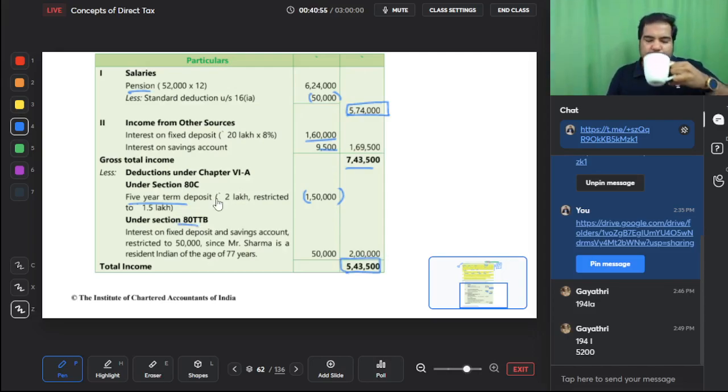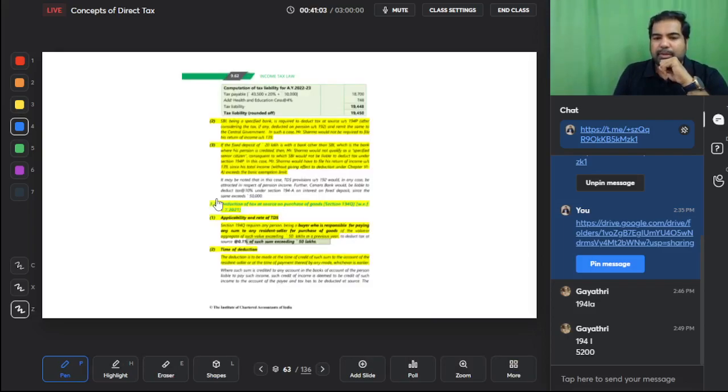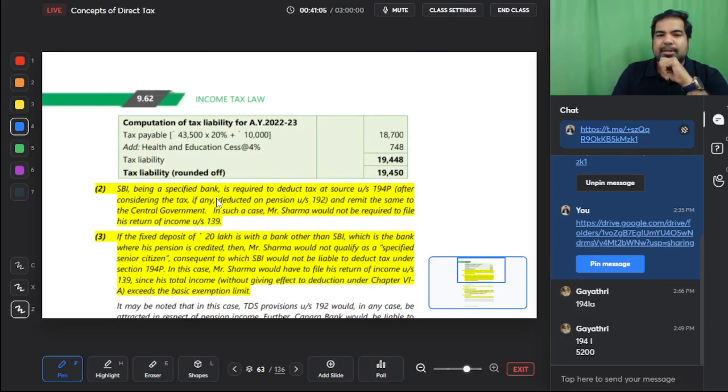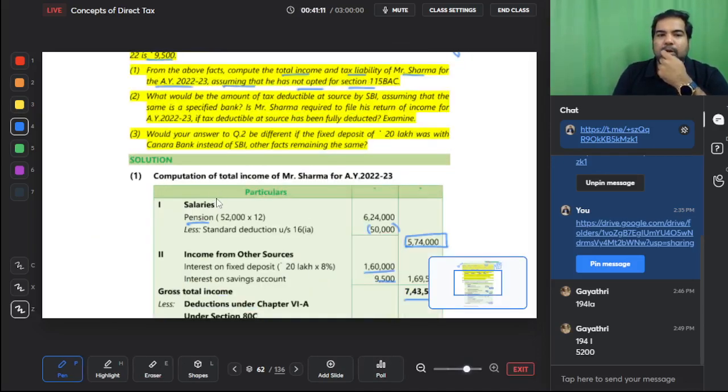On this tax liability, up to 3 lakhs nothing, from 3 lakh to 5 lakh 10,000, and 43,500 into 20%, plus surcharge and cess. No surcharge, of course, cess. So this 19,450 is his tax liability. What would be the amount of tax deductible at source by SBI, assuming that the same is a specified bank? Is Mr. Sharma required to file his return of income if tax deductible at source has been fully deducted? No. So they will have to deduct it at average rates.